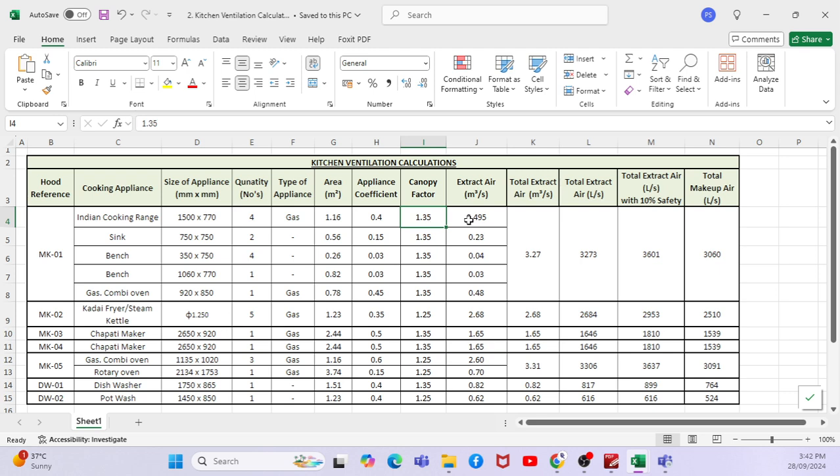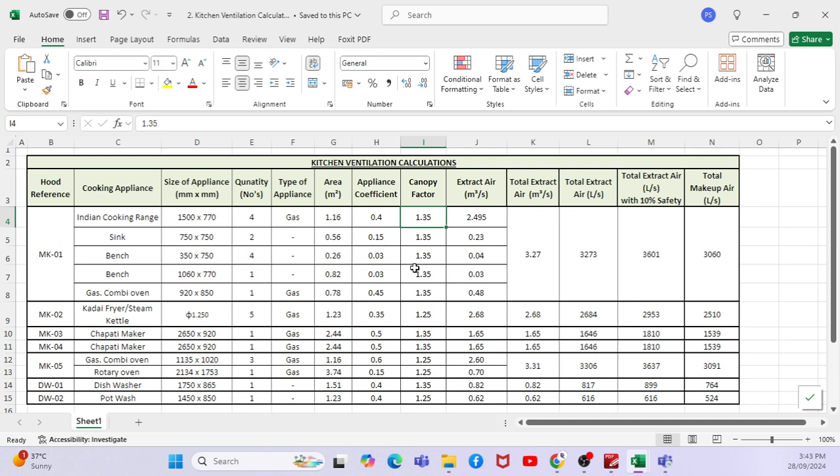But can I ask you something here? Basically, for example, the coefficients you were saying, the appliance coefficient and the canopy factor. The canopy factor would be common depending on the hood. For example, if you have one hood, that entire hood will have the same canopy factor, correct me if I'm wrong. In the example you showed in the plan, we had three sets of hoods. In that, one hood is MK-01, correct? So all of the canopy factors would still be 1.35, correct? Yes, it depends on the DW172, yes.